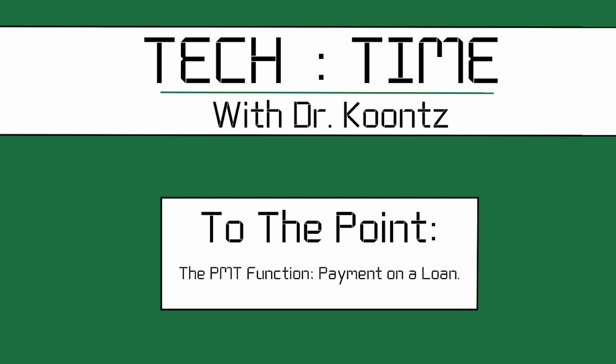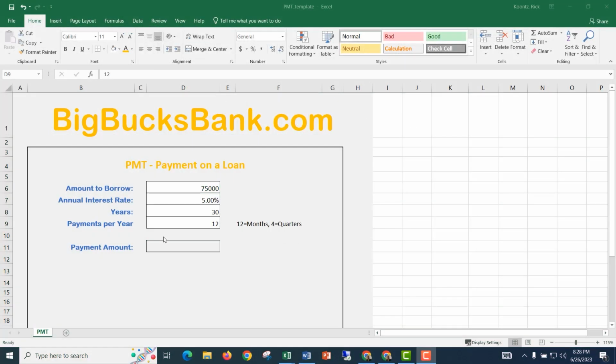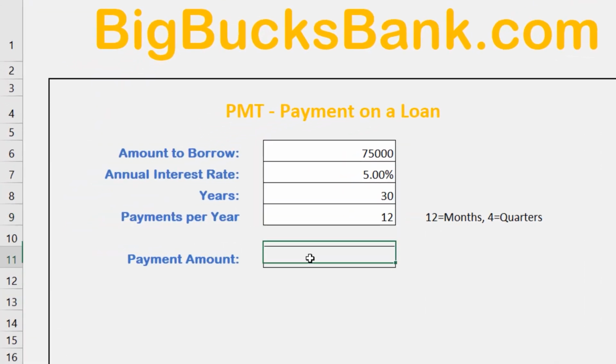This video demonstrates the payment function. The payment function lets you compute what your payment will be on a loan. To build the payment function, I'm going to click where I want my answer to be.